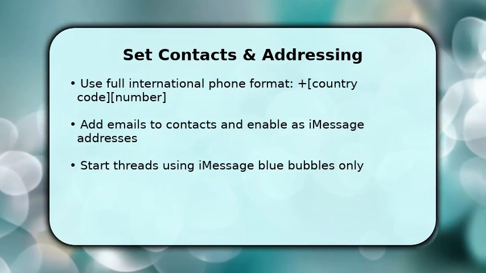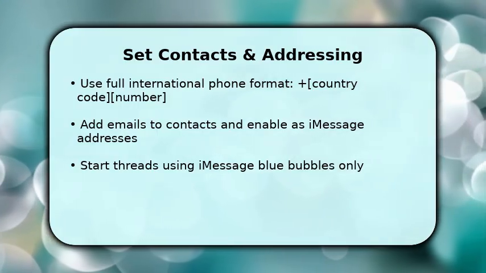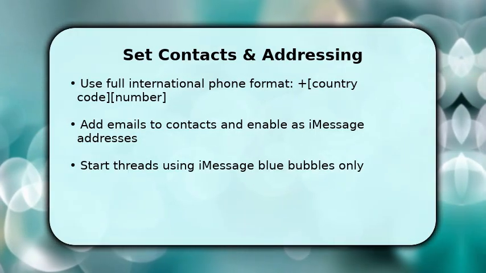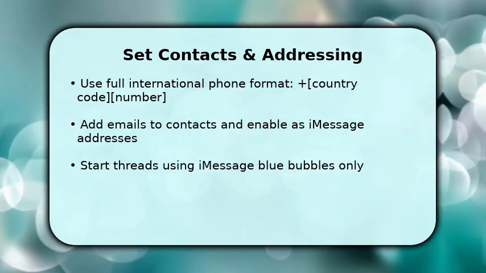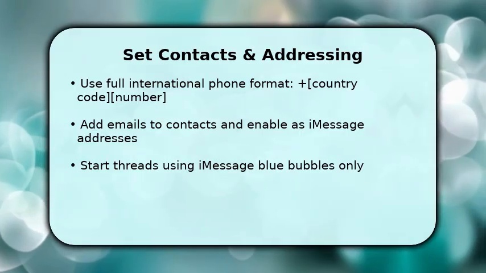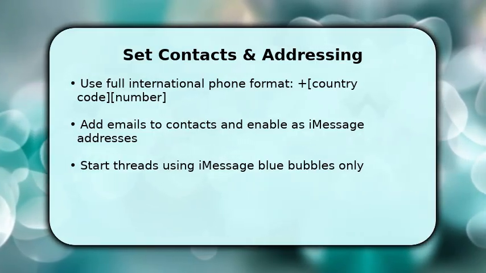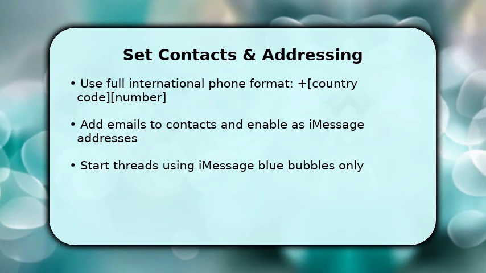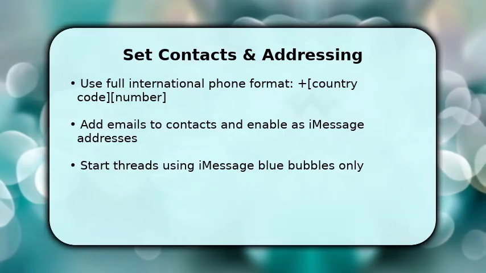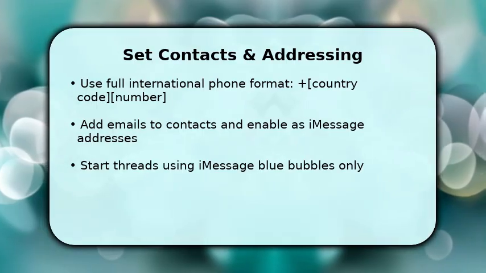You now prepare how you'll address people. Edit contacts to include the full international format with a plus sign and country code. This avoids carrier misrouting. Next, add each person's Apple ID email to their contact card and confirm their device shows as reachable via iMessage. When composing, choose Blue Bubble iMessage threads. That guarantees Apple's encrypted delivery rather than SMS. Once contacts and addresses match Apple's system, your messages travel over data, bypassing SMS fees and cross-border carrier limitations.